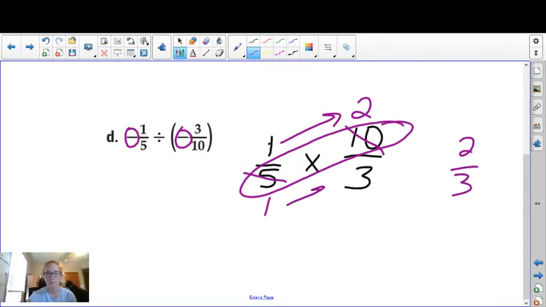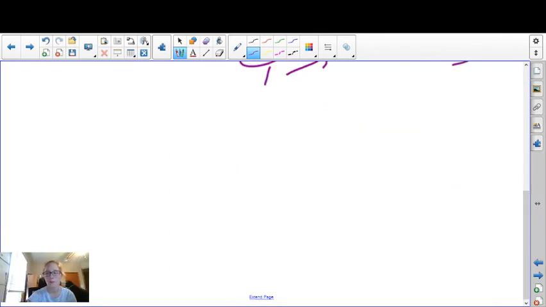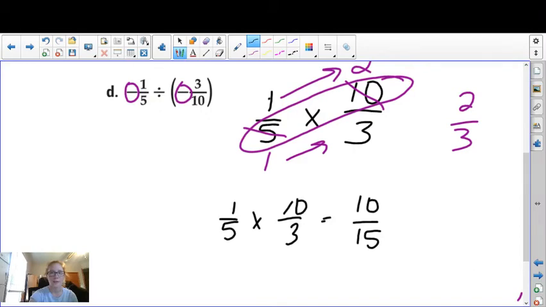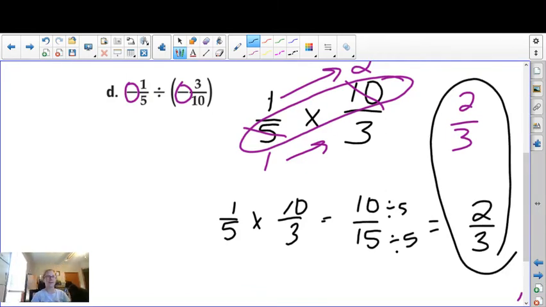And let me show you why that works without changing the problem first. So I had the original problem of 1/5 times 10/3. 1 times 10 is 10, 5 times 3 is 15. And then I can say, hey, look, I can divide both by 5. 10 divided by 5 is 2, 15 divided by 5 is 3, and would you look at that, it's the same answer. So you can either divide to start with and simplify it and make your answer easier, or you can multiply first and then divide later. It'll get you the same answer.